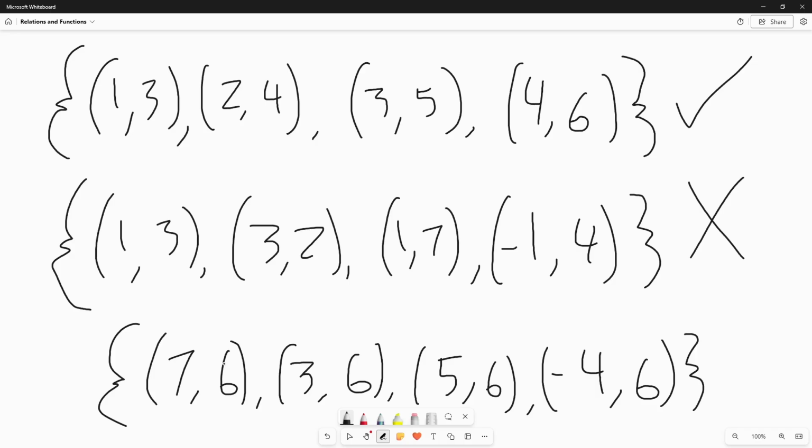And let's look at the last one. (7, 6), (3, 6), (5, 6), and (-4, 6). And the x values are 7, 3, 5, and -4. And you may have noticed that all the y values are the same, 6, 6, 6, and 6. But this doesn't really matter. All we need to focus on are the x values. And since they are all different, this one is a function as well.